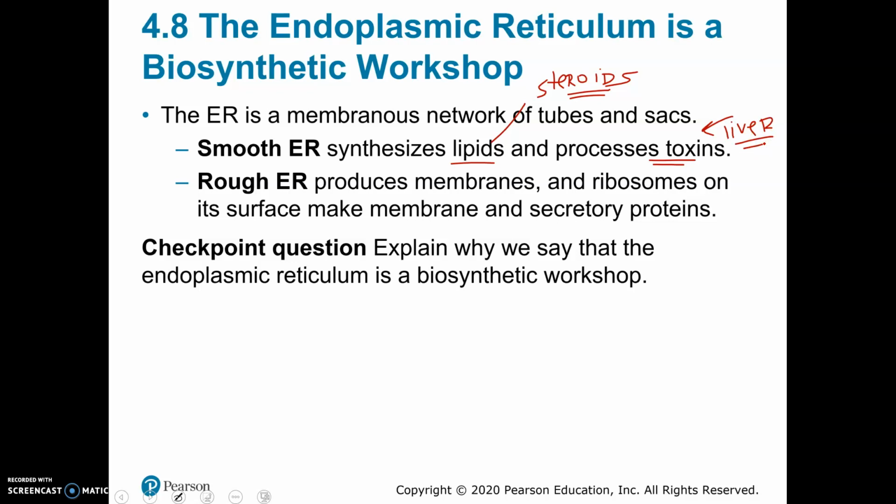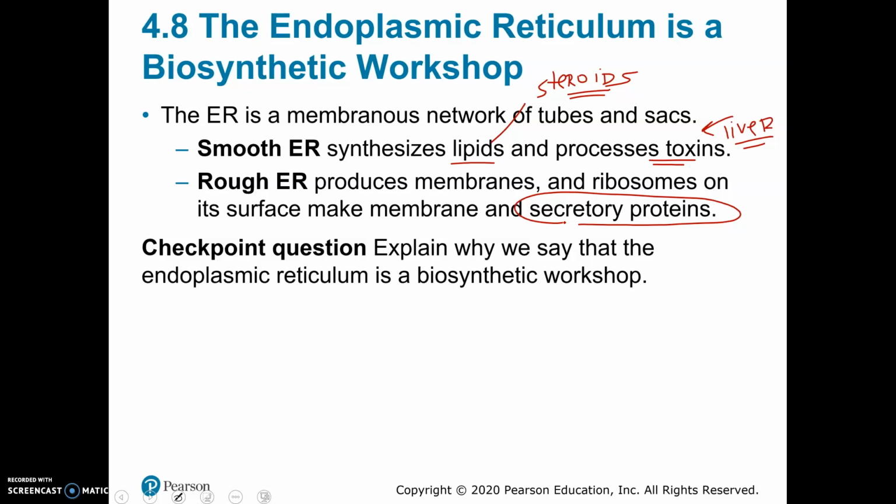The rough ER specifically makes proteins. It mentions that it can also make membranes, but remember, this is the one that's called rough because it looks bumpy, and it specifically makes proteins that will become part of the cell membrane and proteins that are going to be exported.